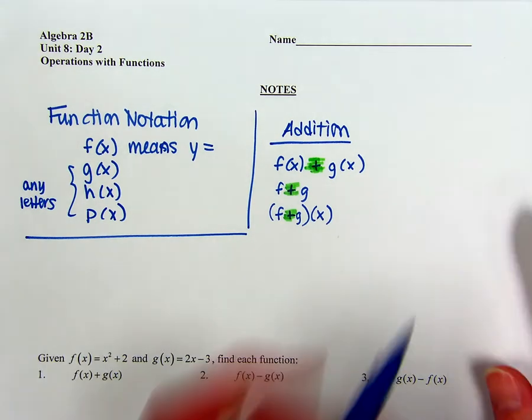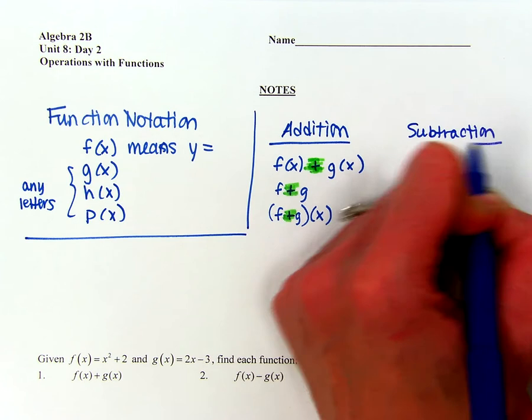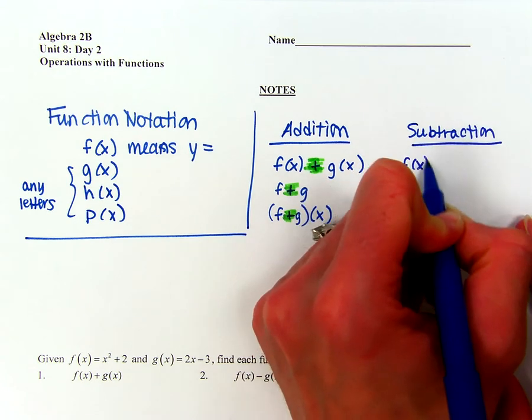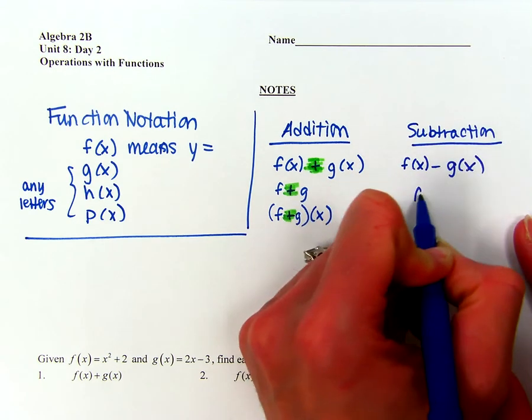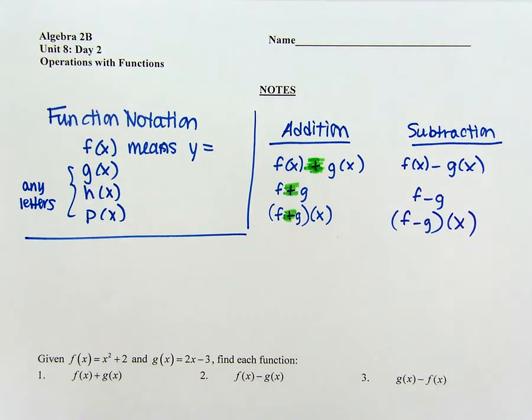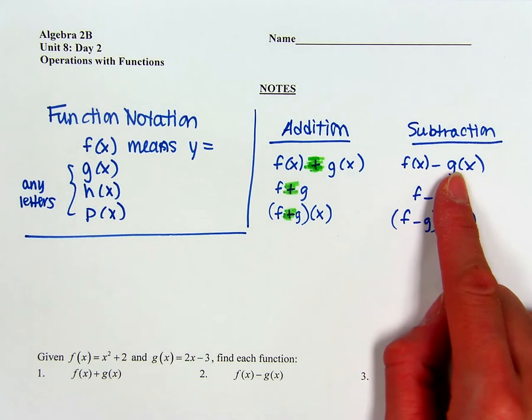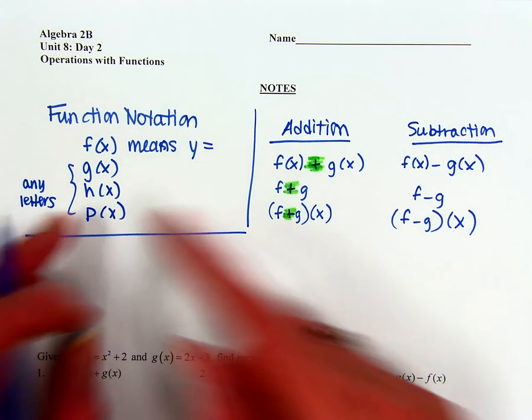Okay, subtraction is going to be the same way. They could say f of x minus g of x, f minus g, or f minus g of x. All kinds of different ways to note it. And it doesn't have to be equation f or equation g. It can be equation h and equation p.